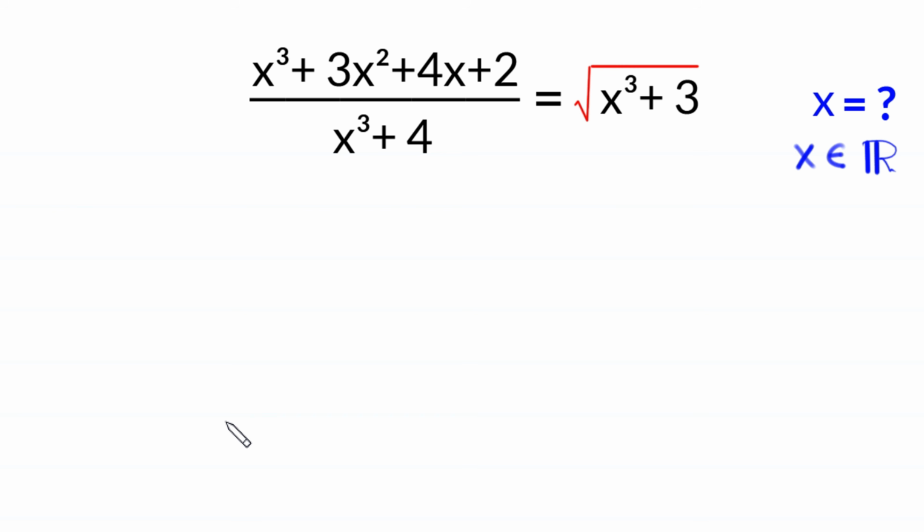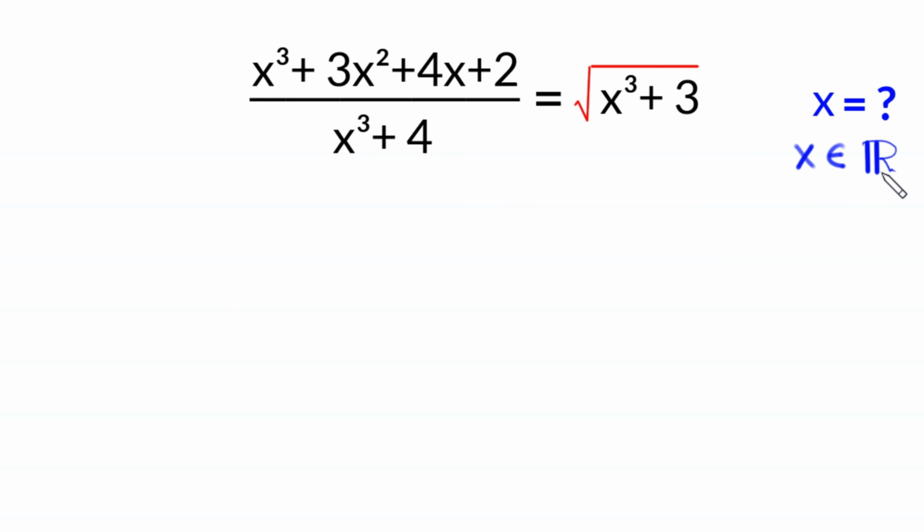Hello everyone, welcome to how to solve this very nice radical equation: (x cubed plus 3x squared plus 4x plus 2) divided by (x cubed plus 4) equal to square root of x cubed plus 3. Our job is to find all possible values of x such that x is a real number.